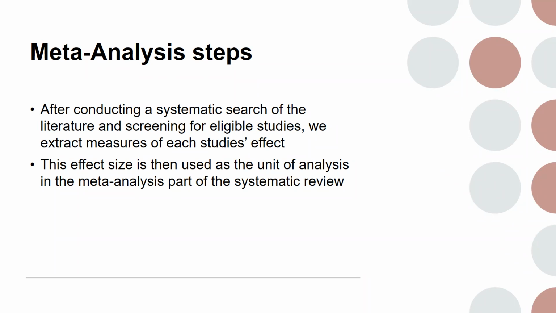So we'll see a couple examples in a second. For example, we might be extracting some measure of the difference between the treatment group and the control group, if we're looking at an intervention study. And it's these effect sizes that are then used as our unit of analysis in the meta-analysis part of the systematic review. So what meta-analysis does is use statistical methods to analyze these measures we've extracted from each study.